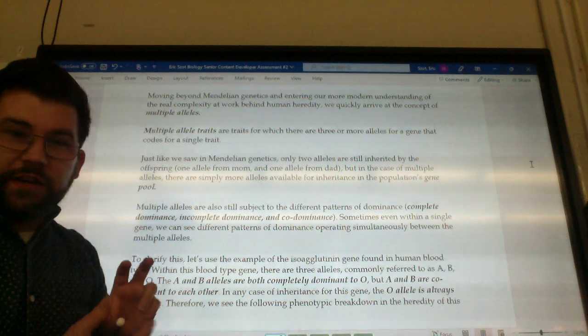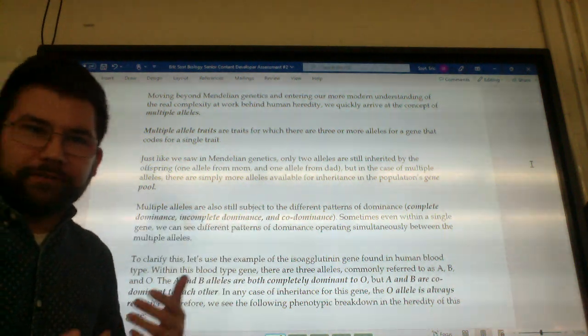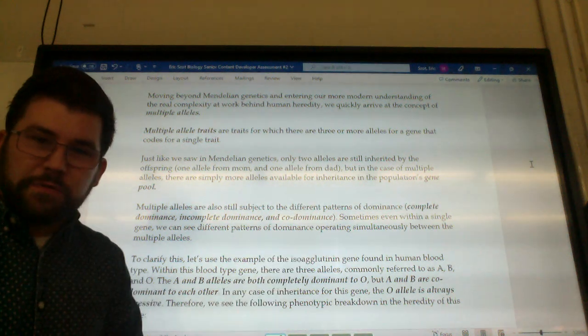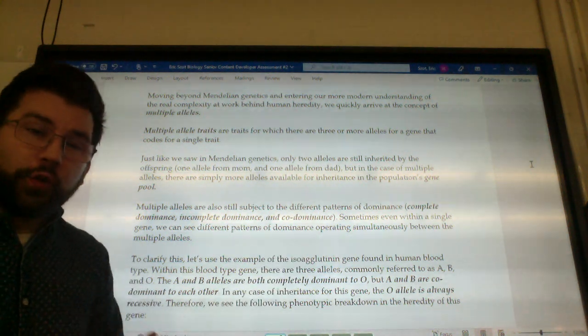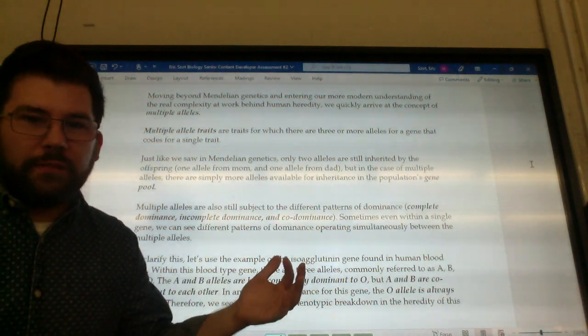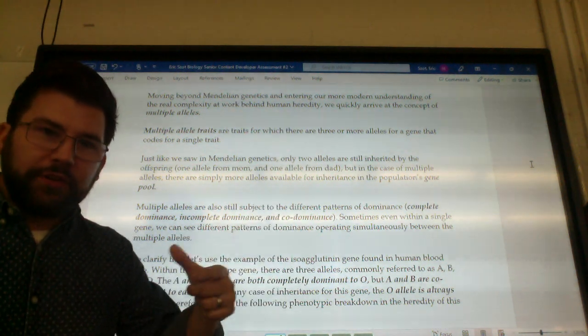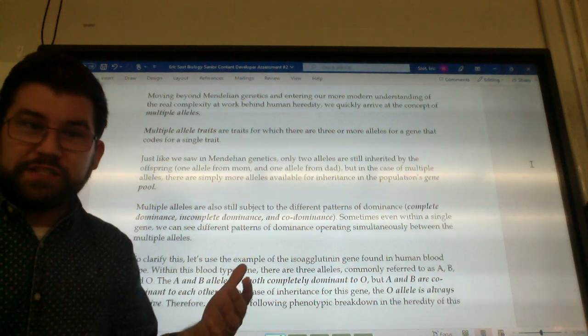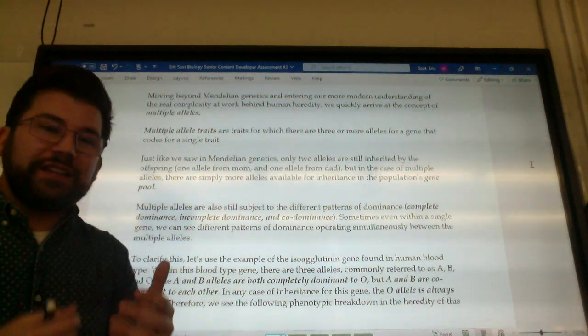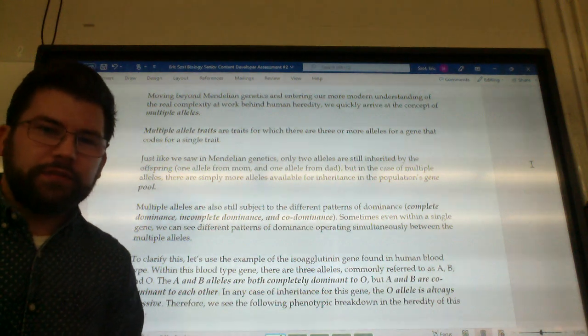But the interesting thing here, the second relationship we're going to look at that stands out and makes human blood type unique, is that A and B, when they're together, are co-dominant to each other. Right? And that's where the blood type AB comes from, right? Blood type AB, both alleles being expressed together at the same time. We're going to see them both. So those are the rules that this gene and these multiple alleles are going to follow.